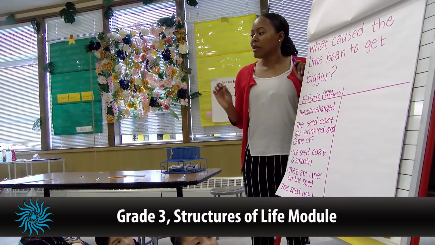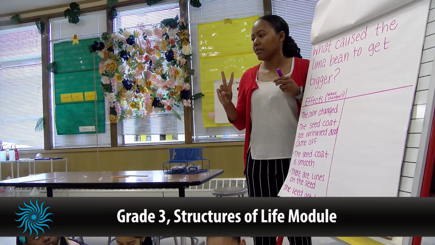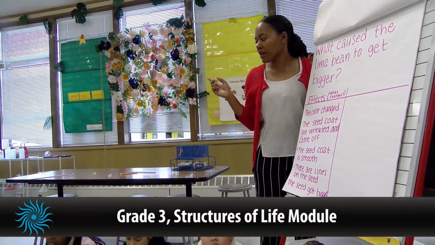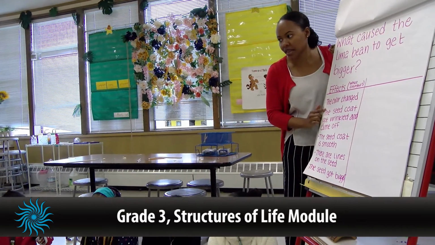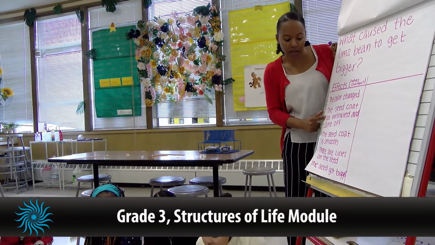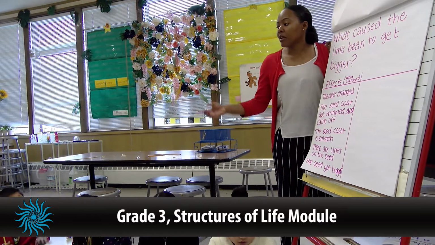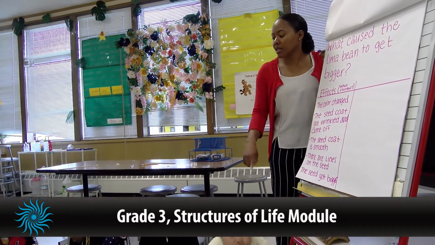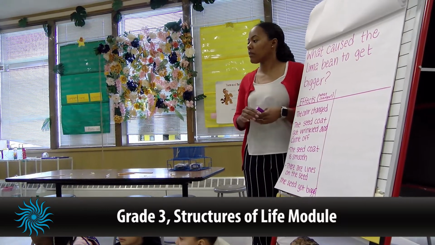So we're gonna do A-B partners. One partner is gonna be A, one partner is gonna be B. Partner A is going to share out what they think caused the effects. What do they think made the color change? What do they think made the seed coat get wrinkled and come off? Okay, and so on. Then when it's partner B's turn, partner B is going to repeat what partner A said. And I'll remind you of this when we get there, okay?